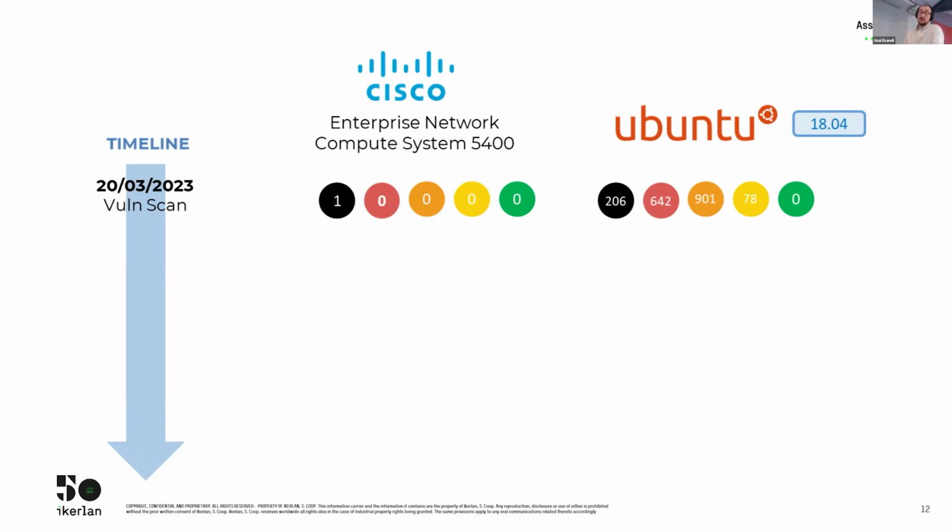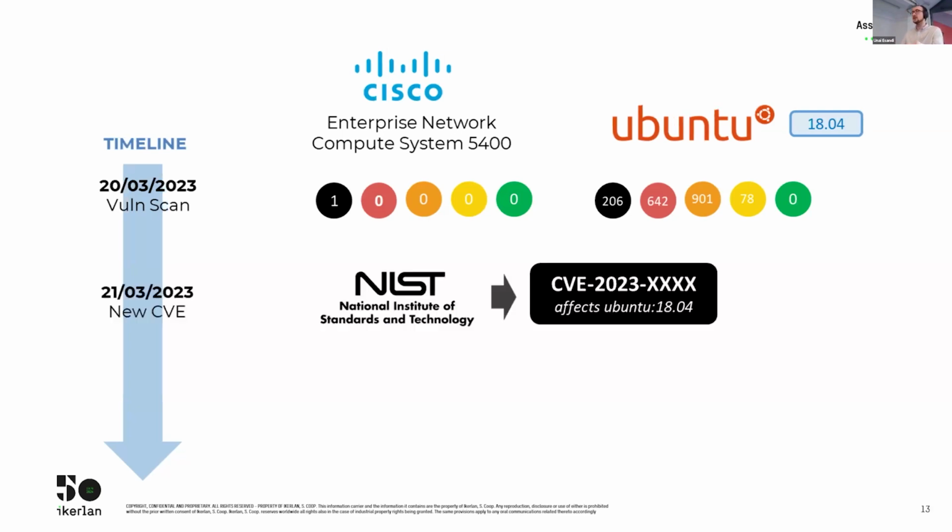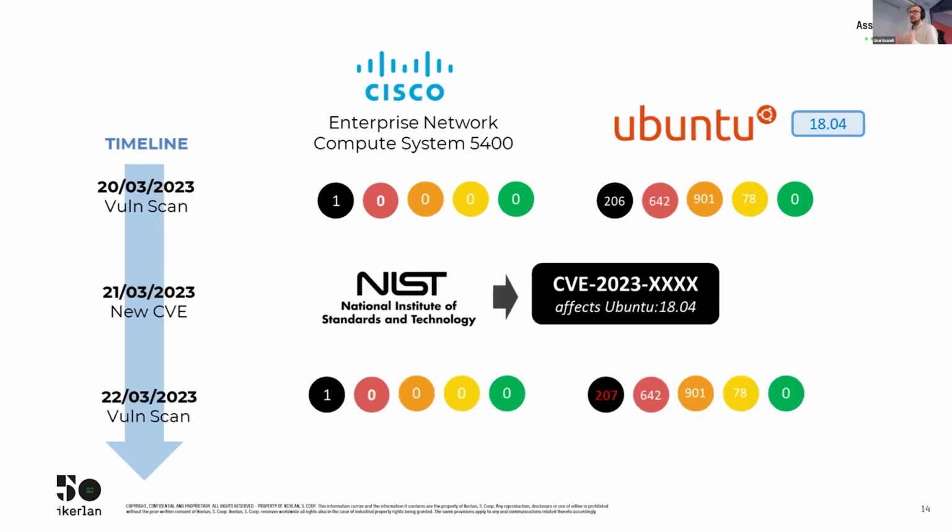So when, for example, an initial scan is done on the network server, a certain number of vulnerabilities might exist. But for example, if the next day a new vulnerability is published by the NIST, then it should be added to the existing vulnerability count and addressed by the system overall.